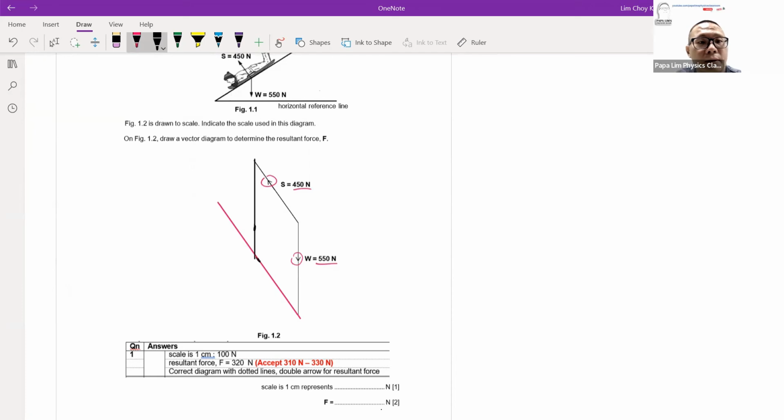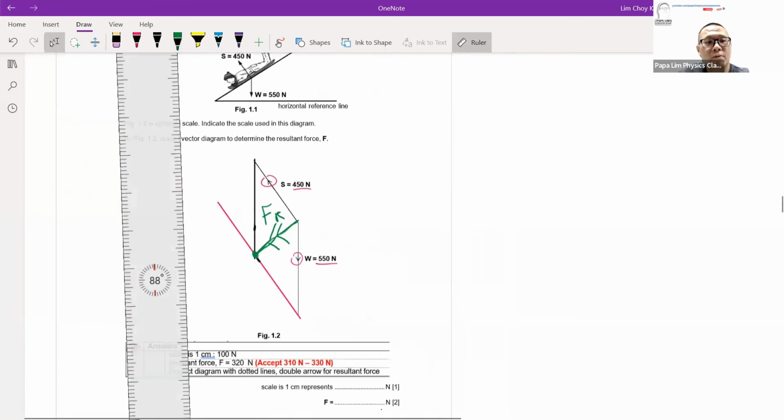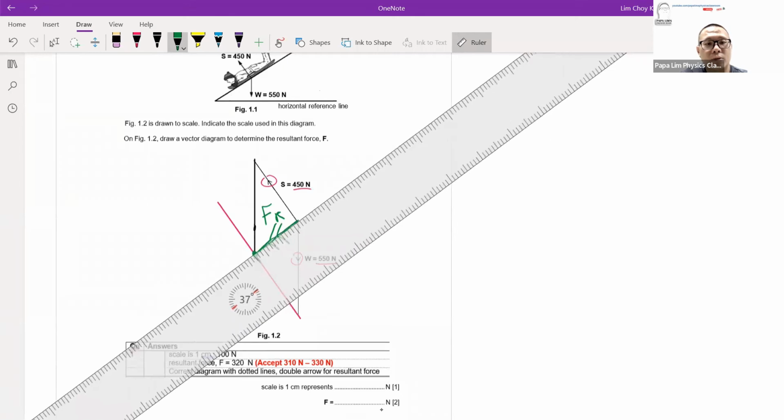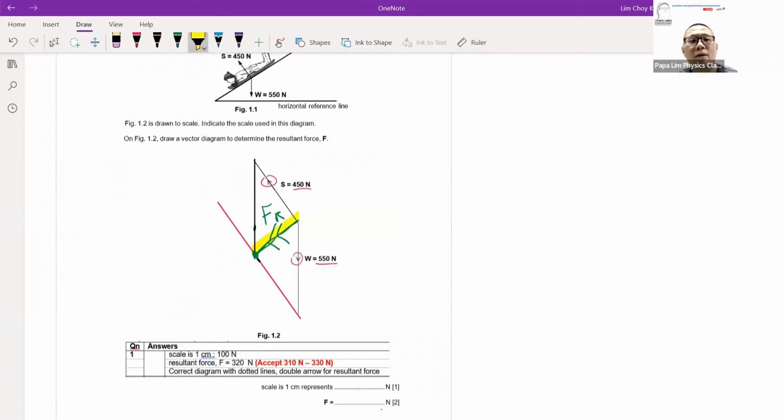After that, you will find the intersection between these 2 lines, which is here, or what we call the end point. This is where the resultant force will act. So from the beginning, use a ruler. Then put a double arrow here to symbolize the resultant force. Then take a ruler and measure the length here. This magnitude of the length will be the magnitude of the resultant force. That's what the question is asking for.